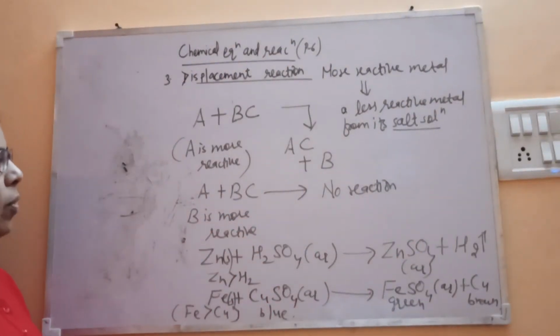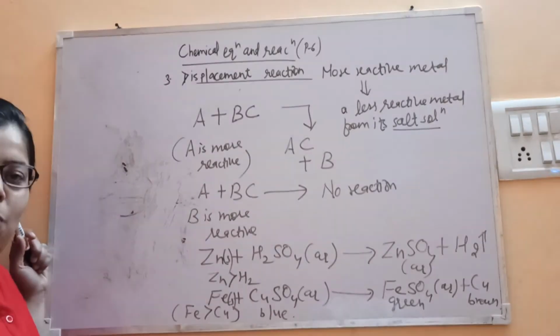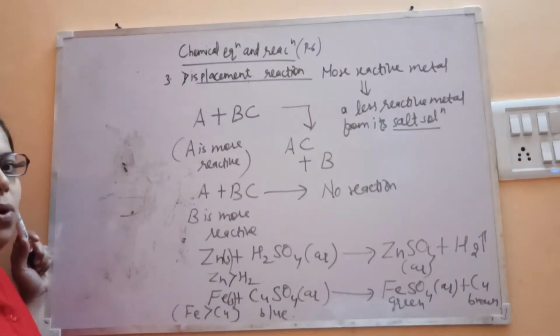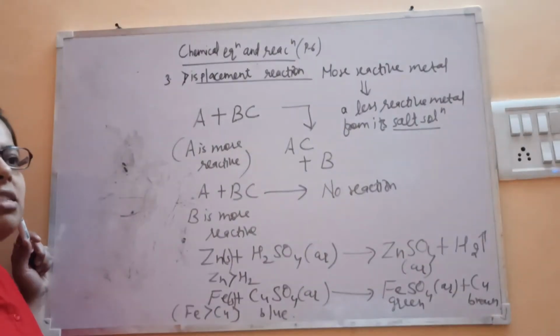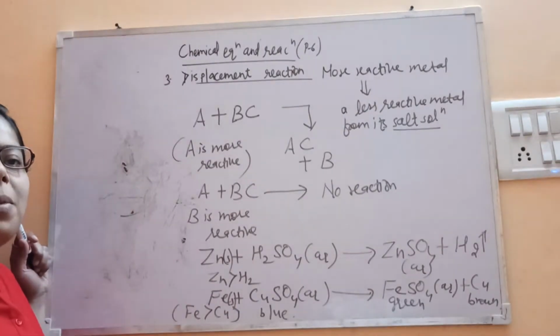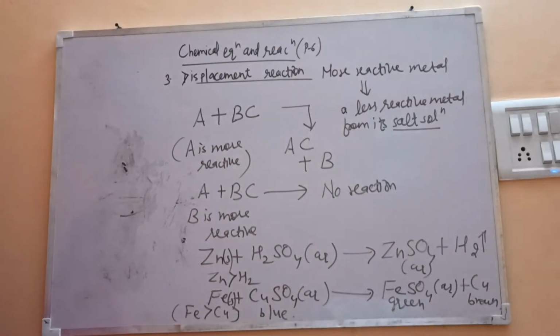So let's discuss more examples on the basis of the series. Now how will we come to know which metal is more reactive? This is also the question. By looking at the reactants we don't know, but we have to learn one series. There is a reactivity series, and this is that series where the elements are arranged in order of their reactivities. Okay, so let's discuss the series.